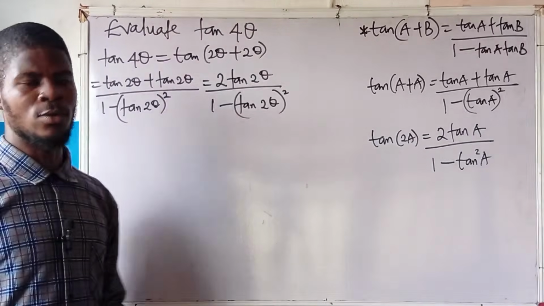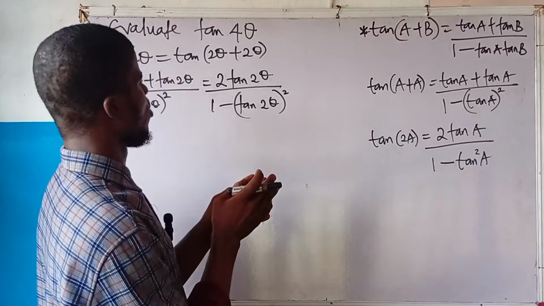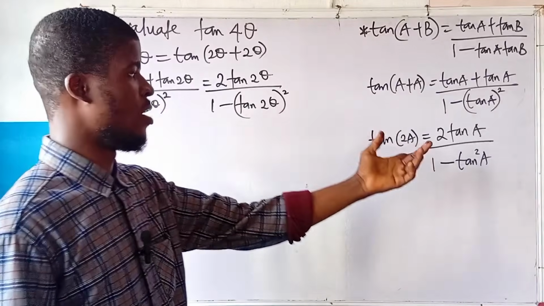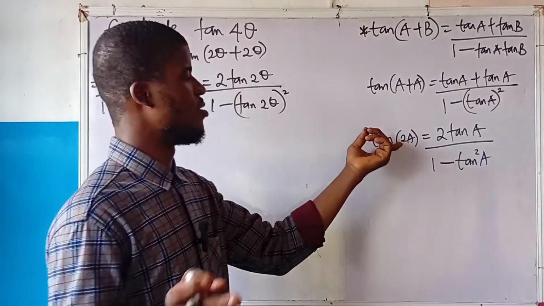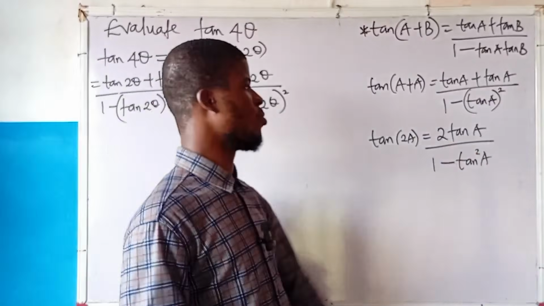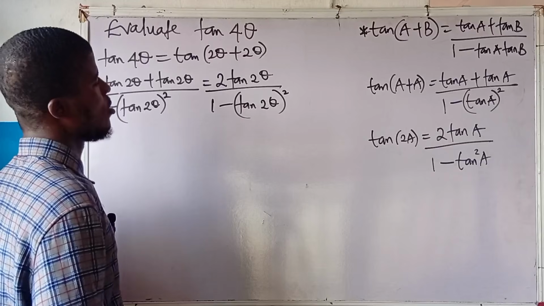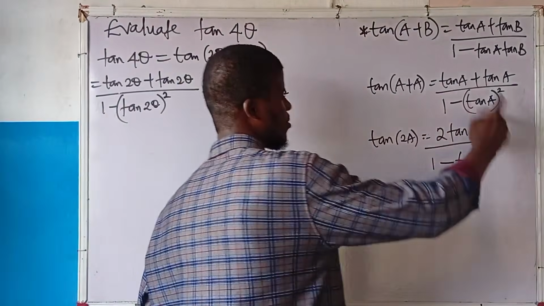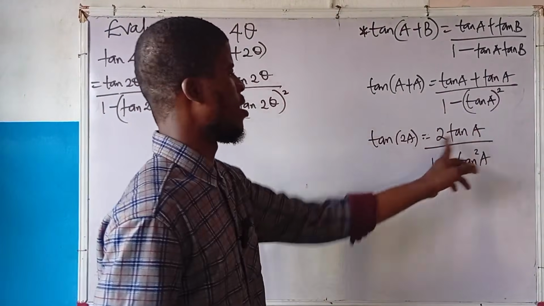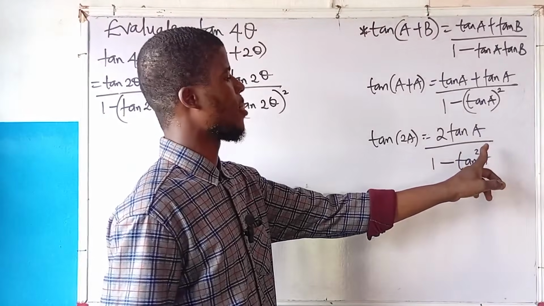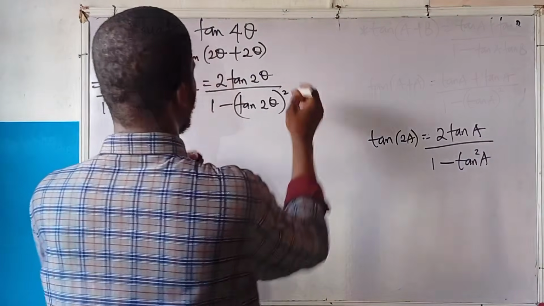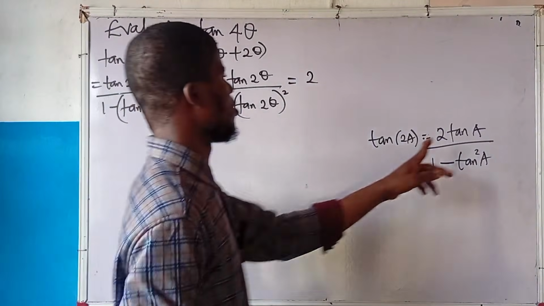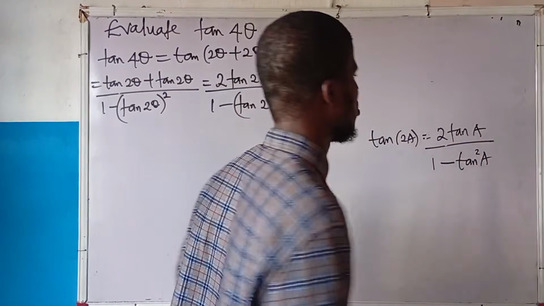But this is still not all. If you check the question, we have resolved tan 2 theta before. Here it is tan 2A. The same thing, whether it's A or theta, the same formula will work. So what I want to do is replace all tan 2 theta with 2 tan theta all over 1 minus tan squared theta. That's what I want to do now. This is equal to 2 into, what is tan 2 theta? It is 2 tan theta all over 1 minus tan squared theta.